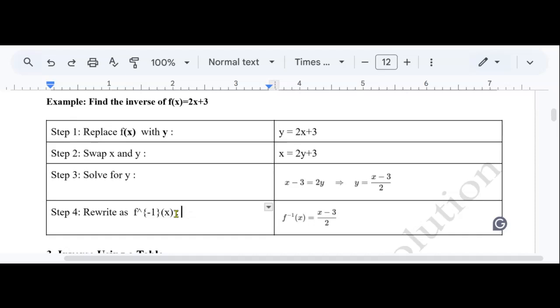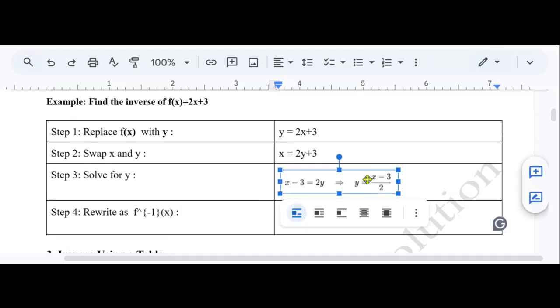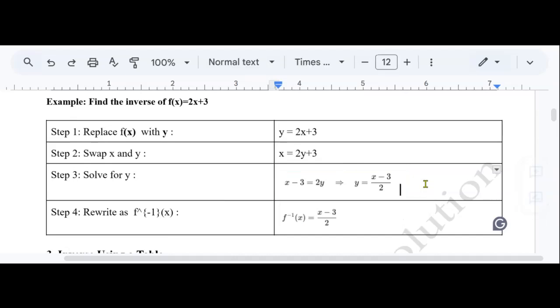Now the last step: rewrite it using what? f inverse. So take y and write f inverse of x equals x minus 3 over 2. Easy as that. Because if you leave it like this, you are almost there, but you didn't finish it. Yeah, we didn't finish it.